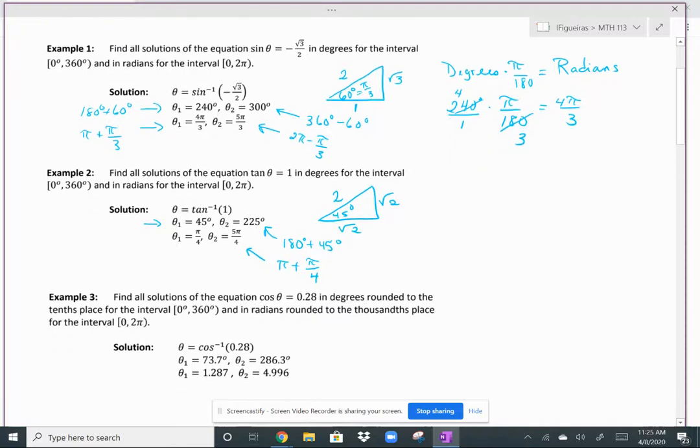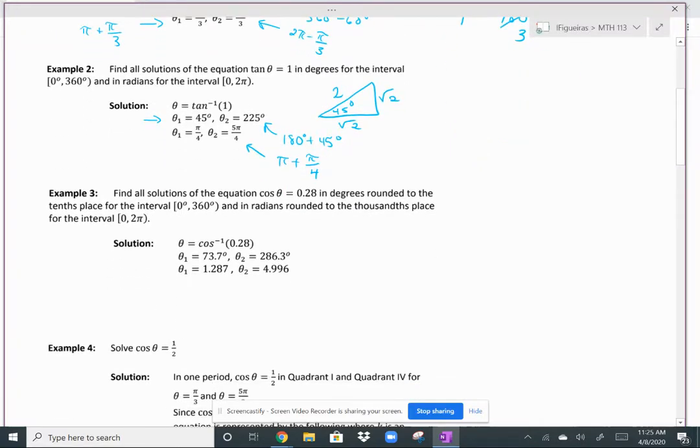All right, so let's move on. I want to find all solutions of cosine of theta equal to 0.28 in degrees rounded to the tenths place on the interval from 0 to 360, and in radians rounded to the thousandths place on the interval from 0 to 2 pi. Well, 0.28 is certainly not one of those special triangles that we should know. So in this case, you do need a calculator.